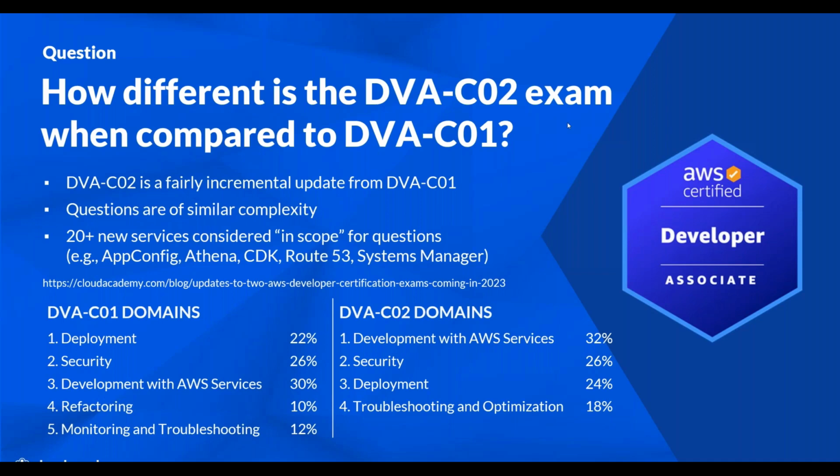This is a fairly incremental update from the DVA C01 exam based on what we've seen in the exam guides, and also based on what we've seen from some other AWS certification exams that have undergone similar refreshes in the past year. So that's been everything from the Advanced Networking Specialty, the Solutions Architect Associate last summer, the Solutions Architect Professional last fall. All of these exams have undergone similar incremental updates. So the questions are going to be similar in complexity and scope.